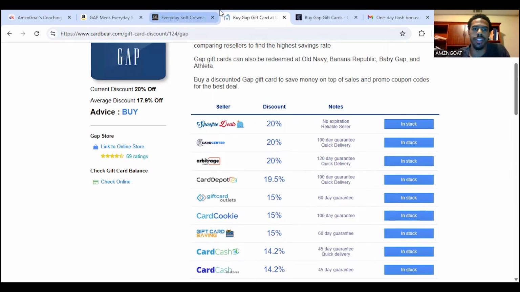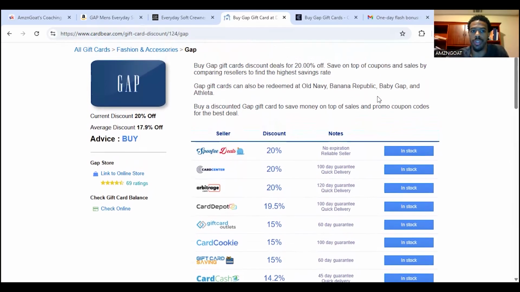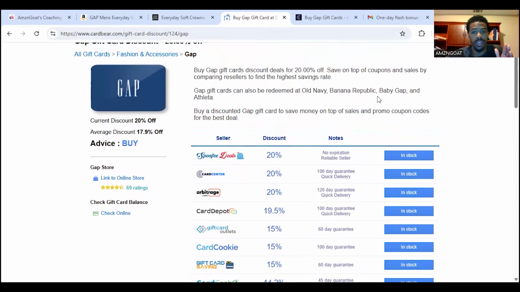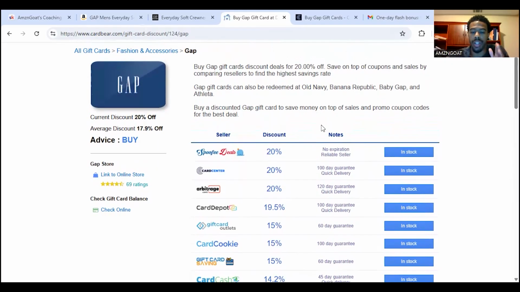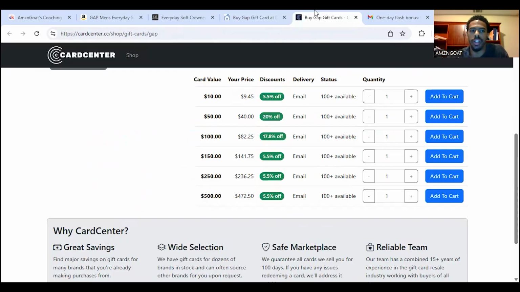And if you're at a website like Gap that is known to have really good discounted gift cards, you have to take advantage of these gift cards that have a heavy discount, right? We're talking 20% that we're going to be able to save if we just buy a gift card and then use that gift card to pay for the product. So right here, Card Center.